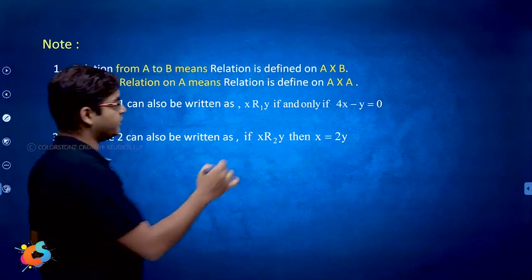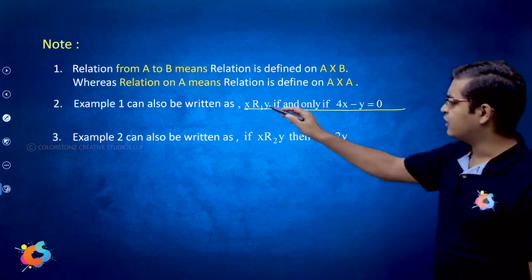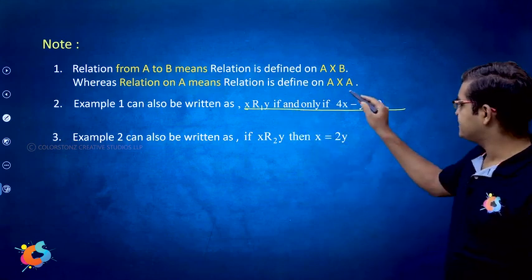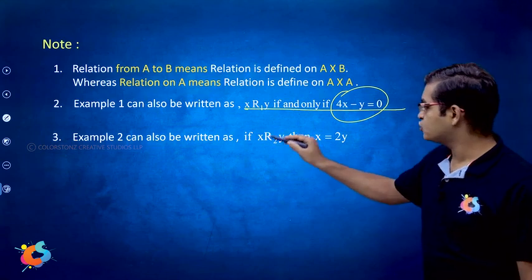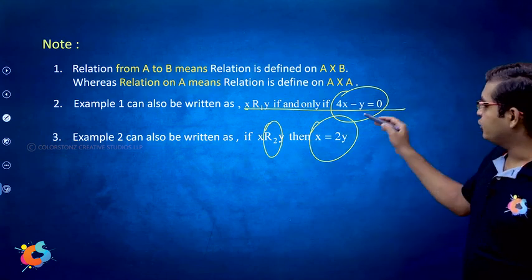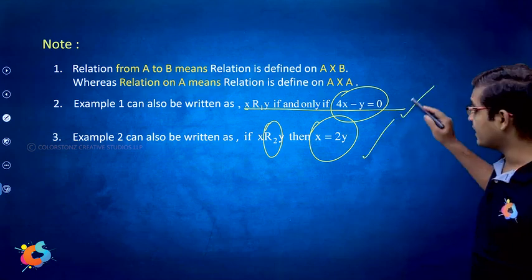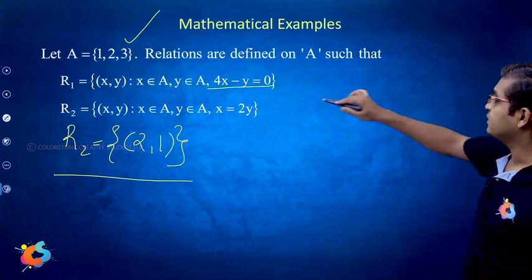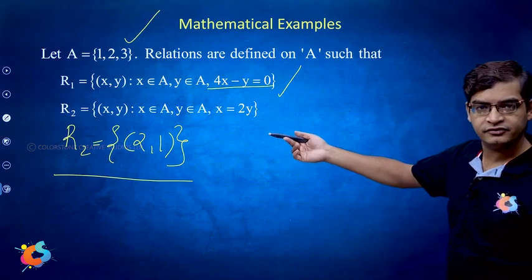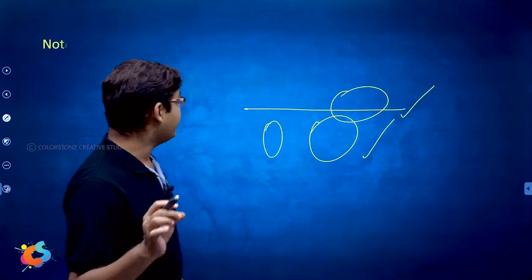Because in some problems it will be given like this. So you are very clear. We are talking about a relation R1 and this is the condition. We are talking about relation R2 and this is the condition. So you can talk about a relation like this or like this or like this also. Fine. So these are different ways of writing a relation.